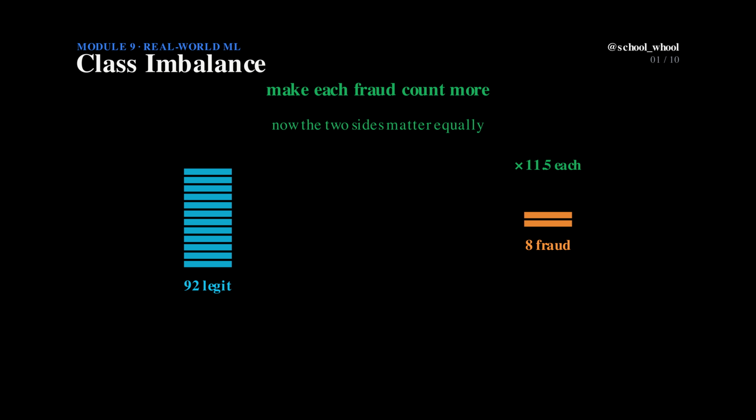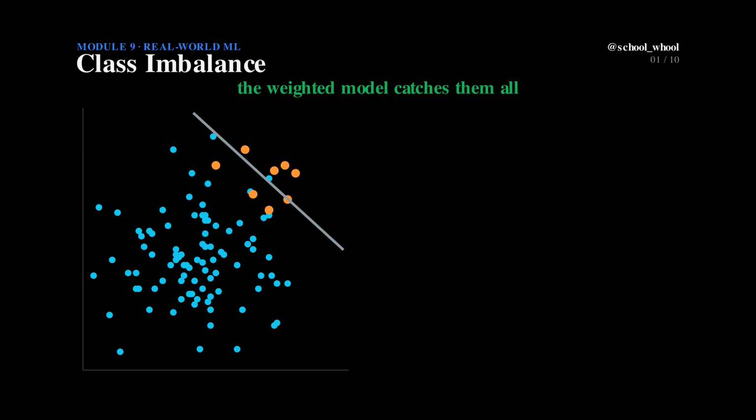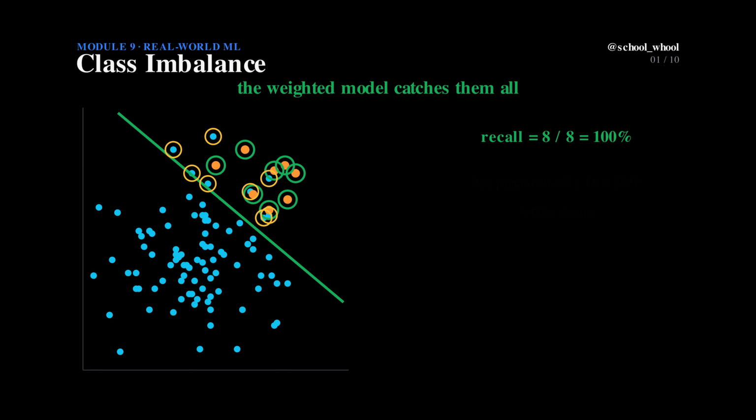We retrain with those weights. The old boundary was here. The new one shifts down and outward, claiming more of the space as fraud. Now check again. All 8 frauds, caught. Recall is 100%. But look at the cost. Precision drops to 50% because it raised 8 false alarms on legit transactions.